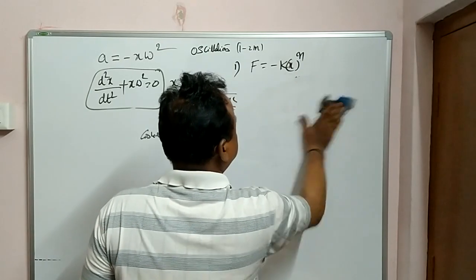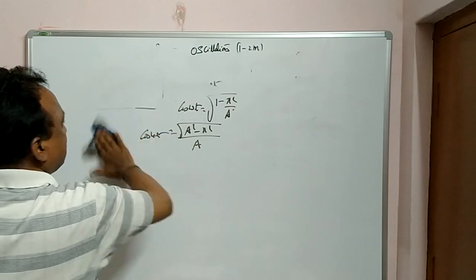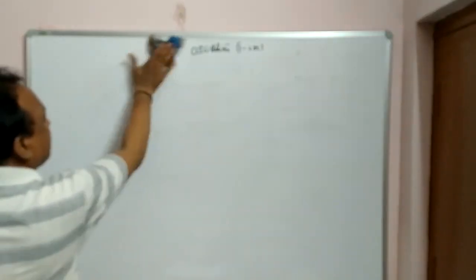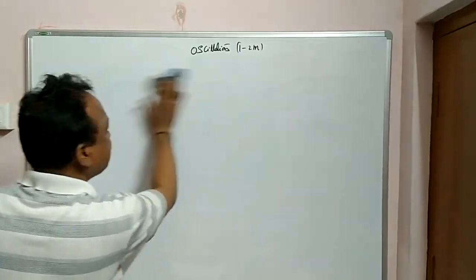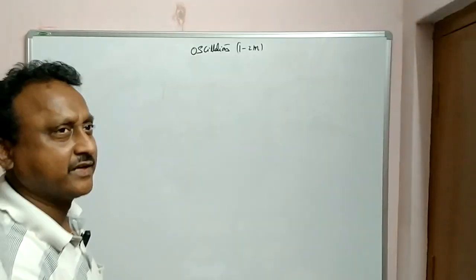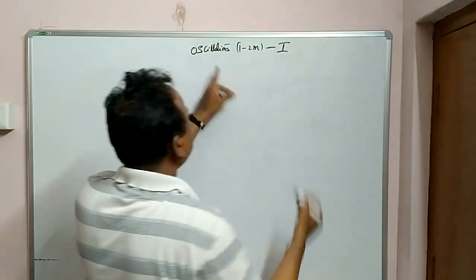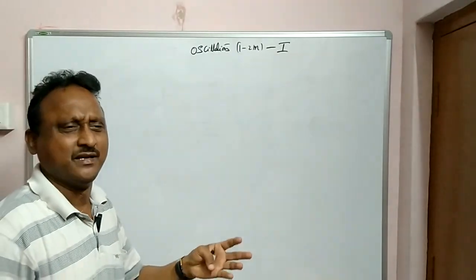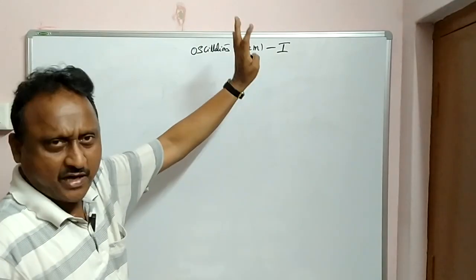See here, this chapter is not too big, but it is of course lengthier. So I will divide this chapter into either 2 parts or 3. Oscillations I will take as part 1. We will see how much it will go for today. Okay, so I will make it part 1 now.